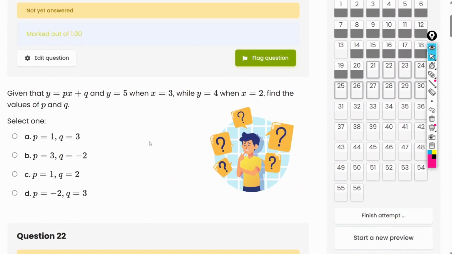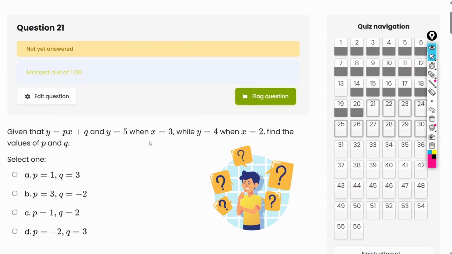All right, 21 says, given that y is equal to px plus q. So this is a joint variation kind of situation. And we are told that y is equal to 5 when x is 3. So we can set up the first equation as 5 is equal to 3p plus q, just by substituting in 3 for x and 5 for y.